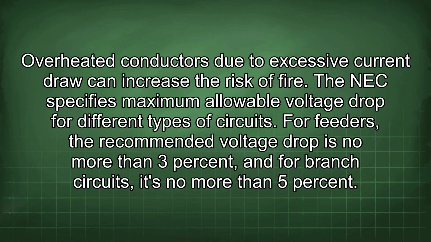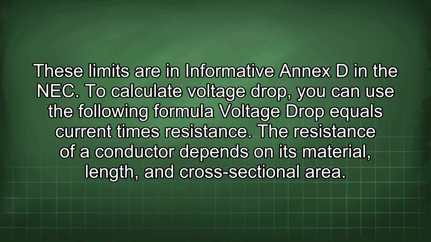The NEC specifies maximum allowable voltage drop for different types of circuits. For feeders, the recommended voltage drop is no more than 3%, and for branch circuits, it's no more than 5%. These limits are in informative Annex D in the NEC. To calculate voltage drop, you can use the following formula: voltage drop equals current times resistance.